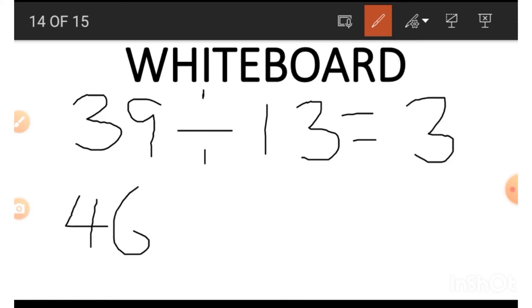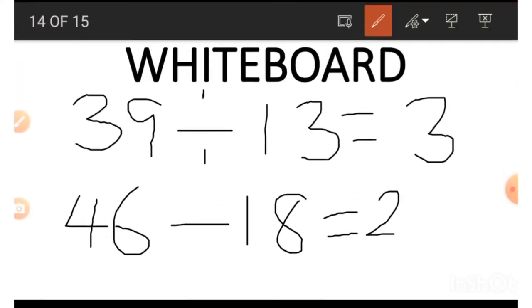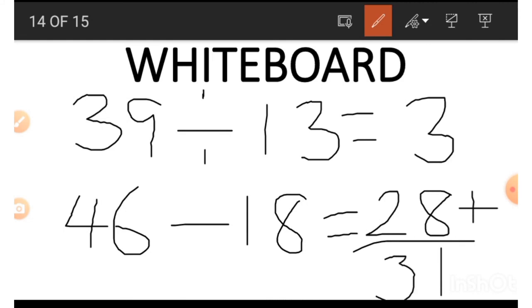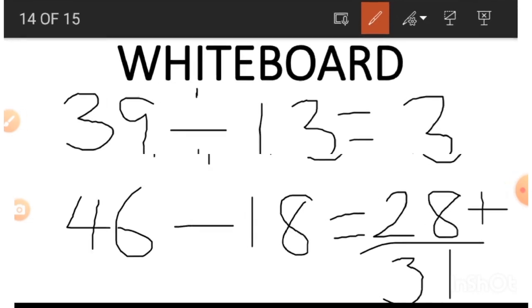Now we do the subtraction at the bottom. That is 46 minus 18. That gives us 28. So this is how we got the 28. The 28 is therefore added to the 3 we got before. That gives us 31. So this is how we got the number at the middle.